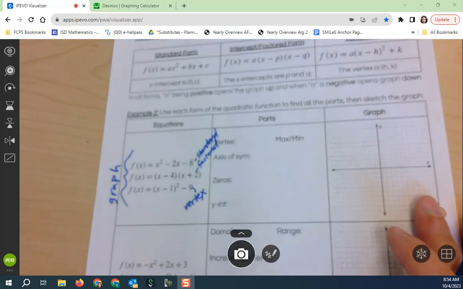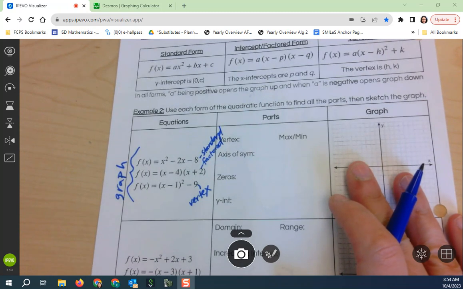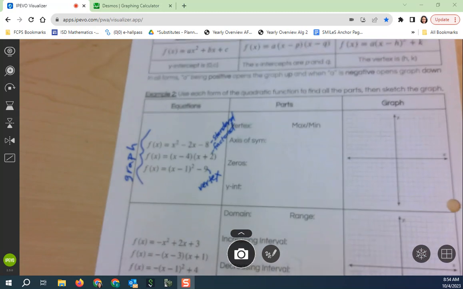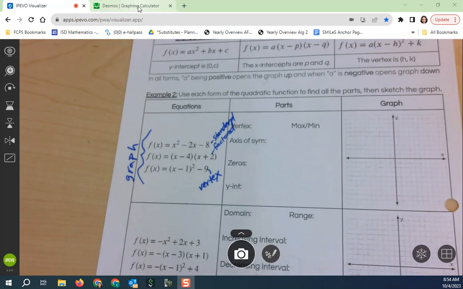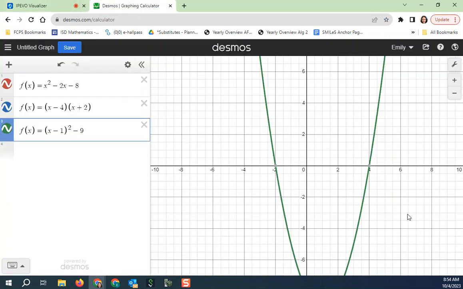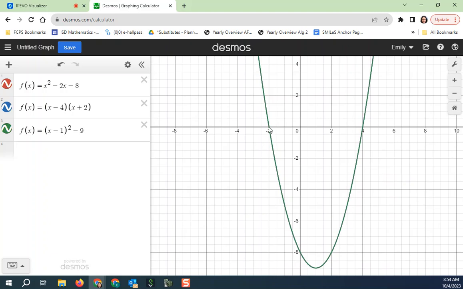We need to get our graph onto the paper here, and I'm going to show you 4 important points. Go to your Desmos. There are 4 important points we need to include. We need to include the x-intercepts, the vertex, and the y-intercept. So take a moment to get those 4 points on your paper and then sketch in your parabola.